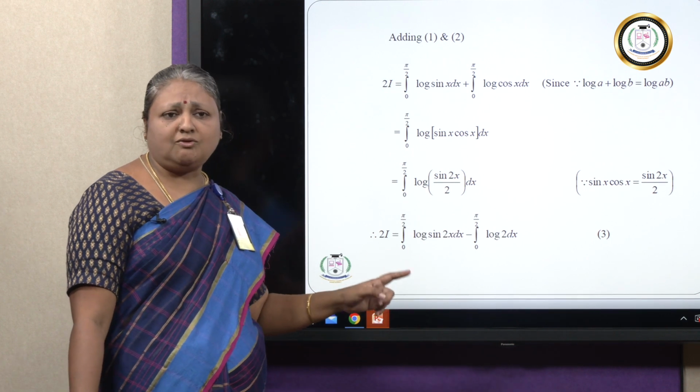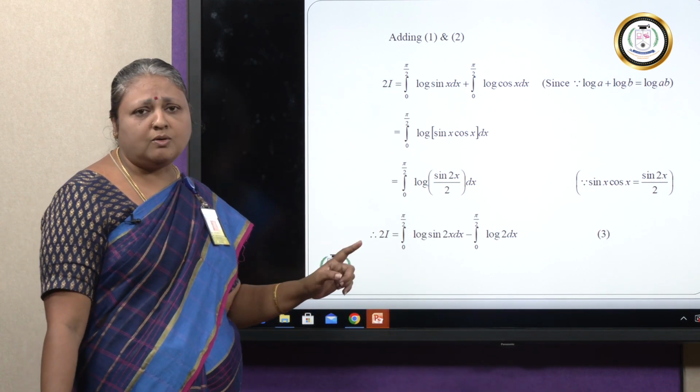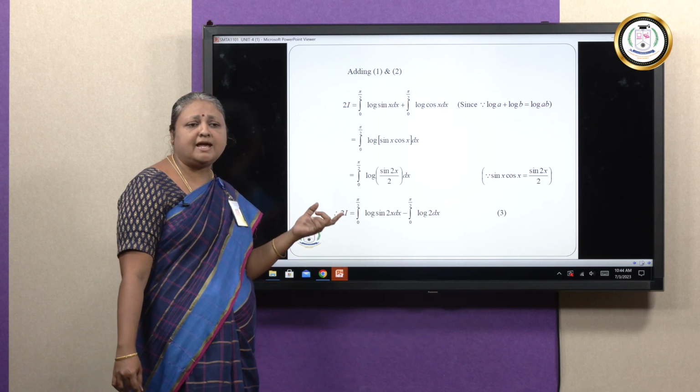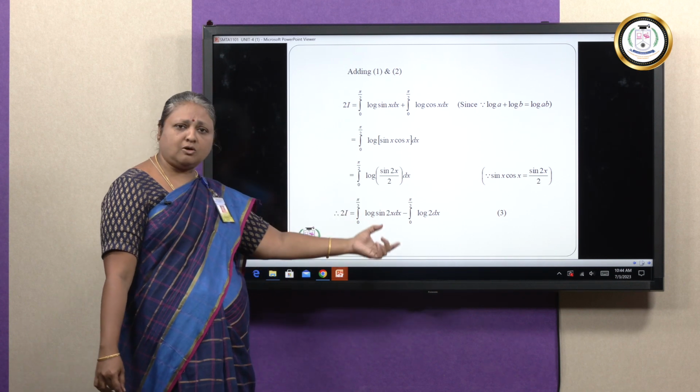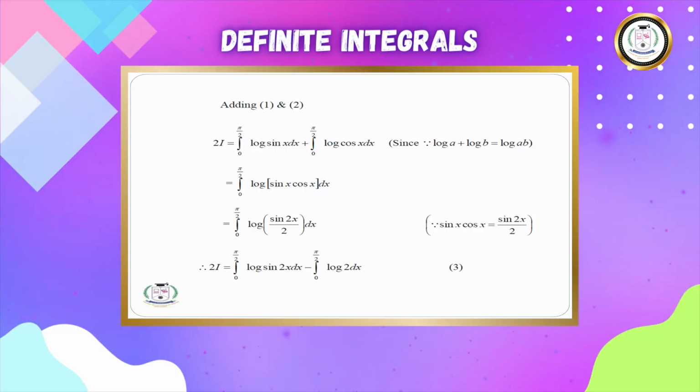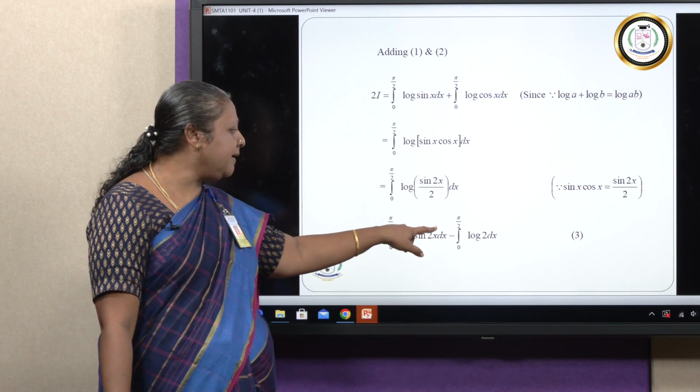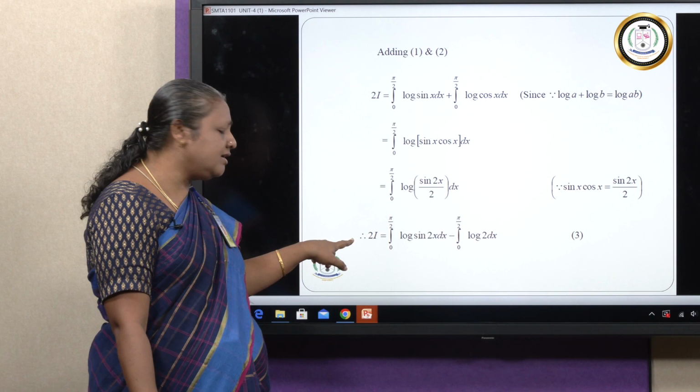Now whenever we have log a by b, as you all know, it is a division rule in logarithm. That is what you will write here: log a by b is log a minus log b. So log a minus log b, as we are presenting here, is integral 0 to pi by 2 log sin 2x dx minus integral 0 to pi by 2 log 2 dx. So here it is 2y.